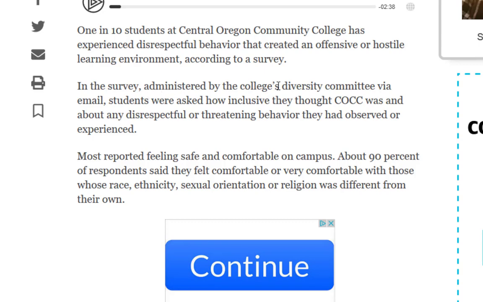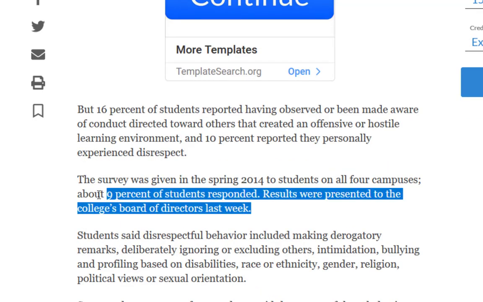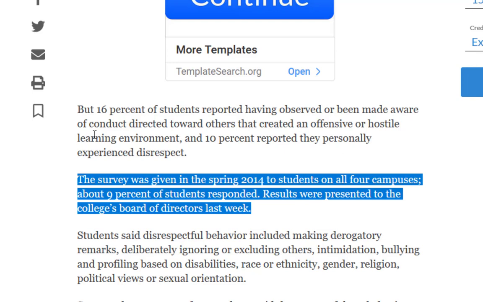In the survey administered by the college's diversity committee via email, that's the first thing that pricked up my ears, students were asked how inclusive they thought COCC was and about any disrespectful or threatening behavior. Most reported feeling safe and comfortable, which makes sense, because if 1 in 10 feel threatened, that means the other 9 out of 10, I'm assuming, don't. And this gets into a lot of percentages. 16% reported having observed or been made aware of conduct directed toward others that created an offensive or hostile learning environment. This is terrible.